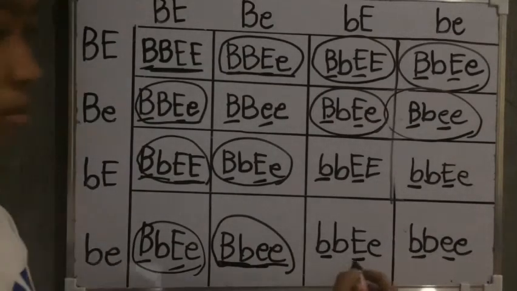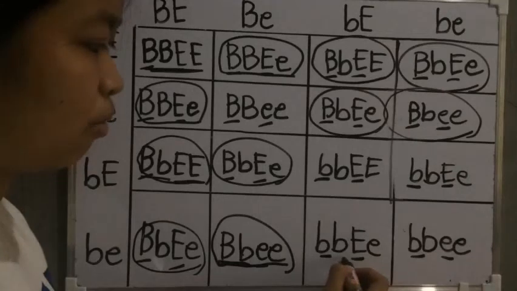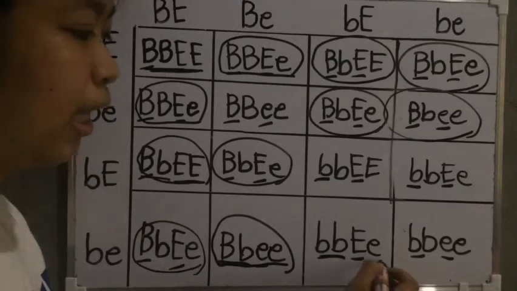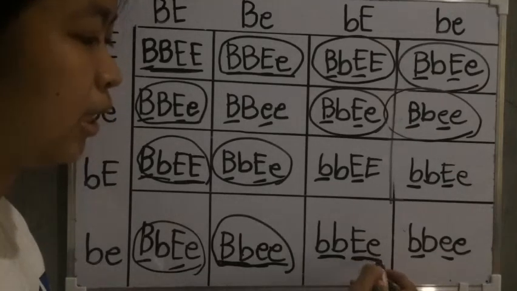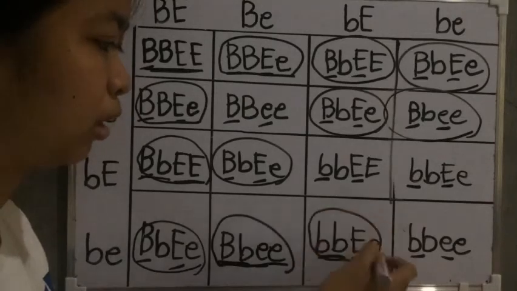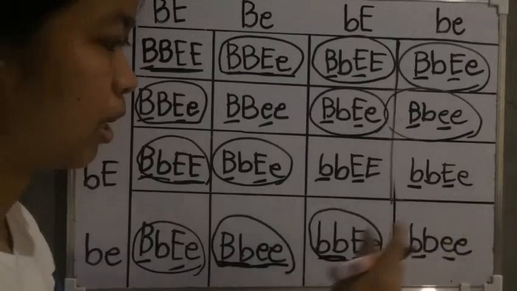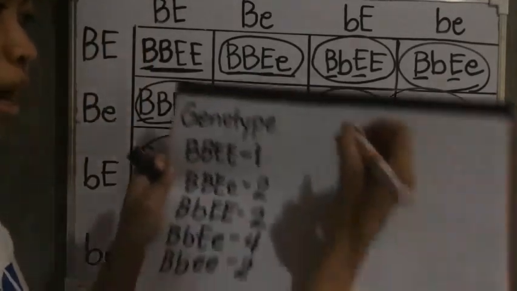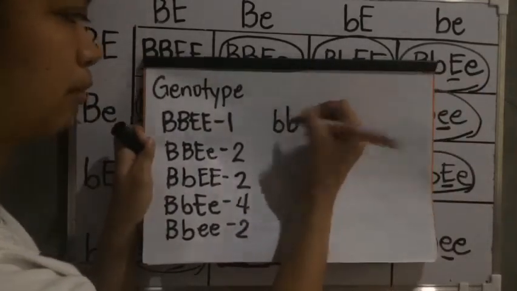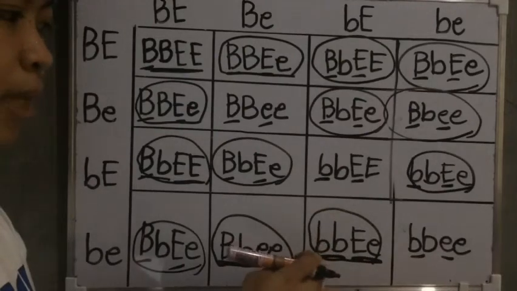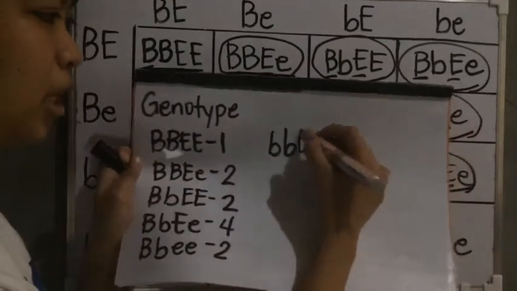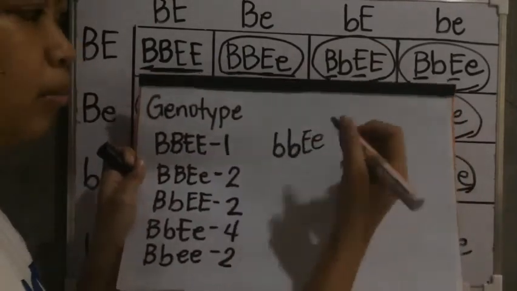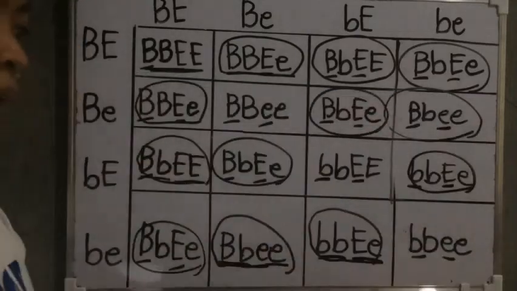Next is this one. This is homozygous for blonde hair and heterozygous for brown eyes and blue eyes. So, ilan naman yung kagaya nito? So, we have 1 and 2. So, we have homozygous for blonde hair and heterozygous for brown and blue. We have 2.